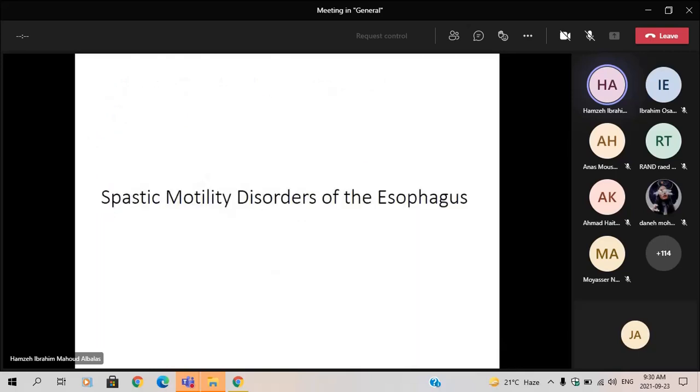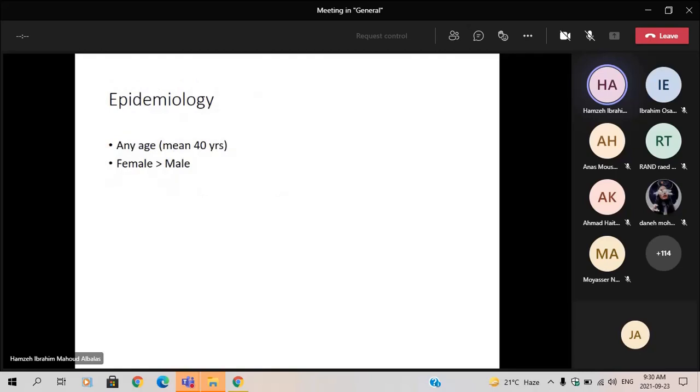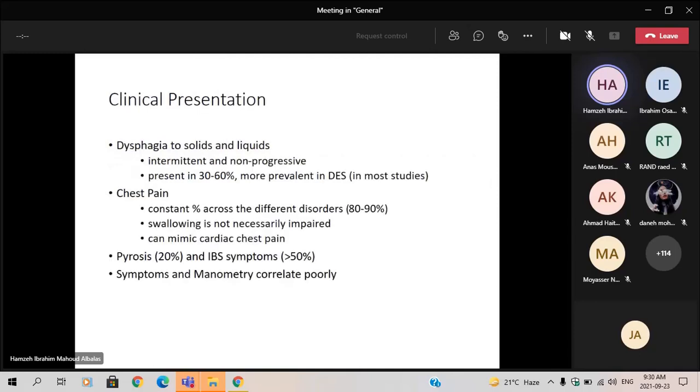Another spastic motor disorder of the esophagus is diffuse esophageal spasm, nutcracker esophagus, hypertensive lower esophageal sphincter, or nonspecific esophageal motility disorder. Epidemiology: it may occur at any age, mean 40 years, and females are more affected than males. Dysphagia to solid or liquid food, maybe chest pain, pyrosis symptoms.